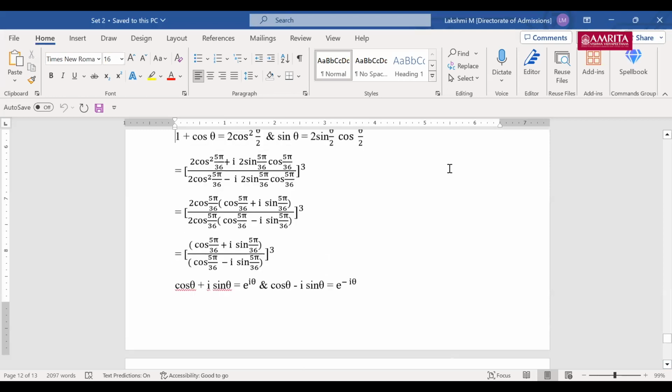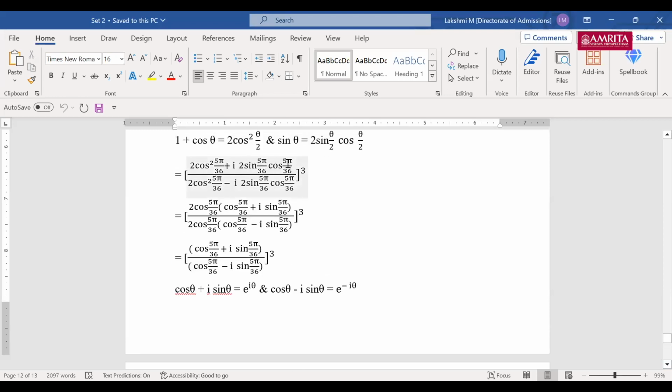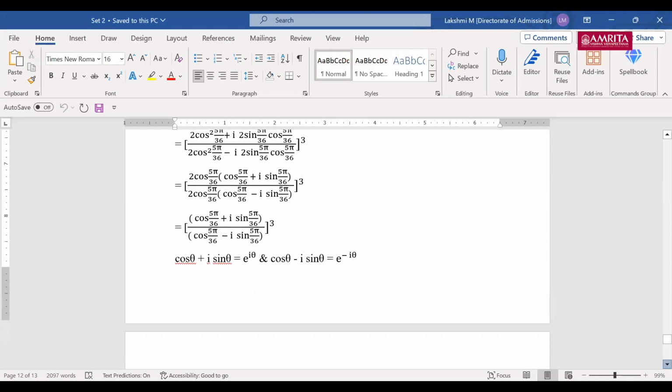2 cos of 5 pi by 36 plus i 2 sine of 5 pi by 36. Here the cos term is common, so you could just take it and these two terms got cancelled. So you simplify the equation as this. Now, when you see a question with i sine theta, cos plus i sine or something of that form, you have to remember the equation for e raised to i theta, cos theta plus i sine theta. So you could just substitute it here. This will be e raised to i 5 pi by 36 divided by e raised to minus i 5 pi by 36.